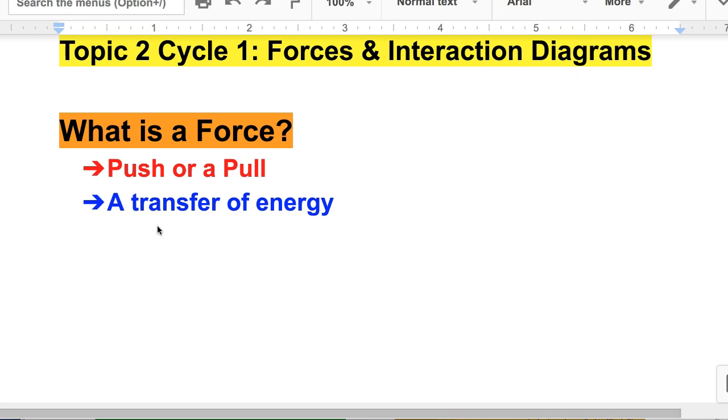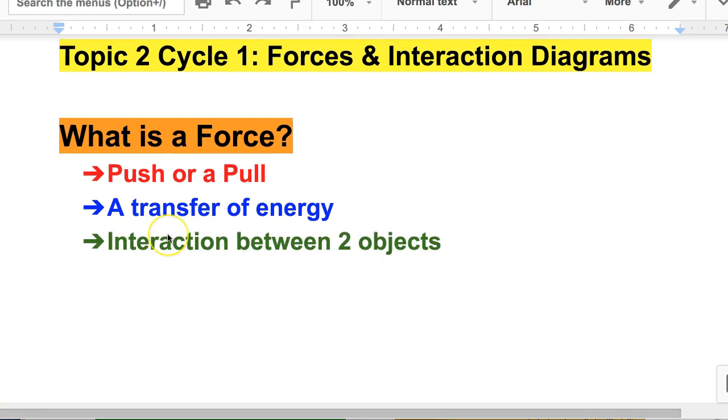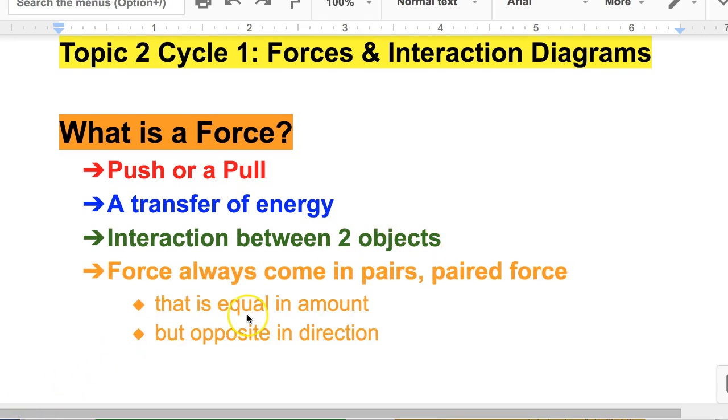And then in our lab, we looked at the nature of a force, and we found that a force is an interaction between two objects. So there's always two objects. We also found that forces always come in pairs, and we described that as a paired force that's equal in amount but opposite in direction. So when you're pushing on your partner's scale, if they could hold their scale there, they would always have a reading. They could not prevent themselves from exerting a force in the opposite direction.